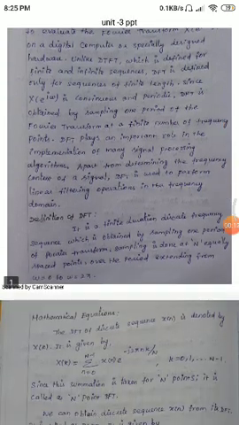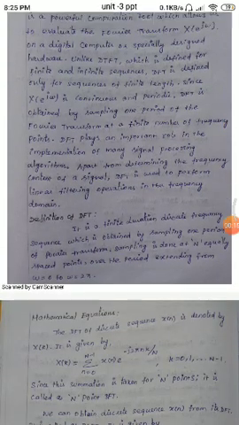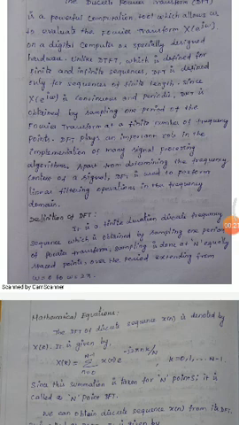The definition of the discrete time Fourier transform: it is an infinite duration discrete frequency sequence which is obtained by sampling one period of a Fourier transform. Sampling is done by n equally spaced points over the period extending from omega equal to 0 to omega equal to 2 pi.